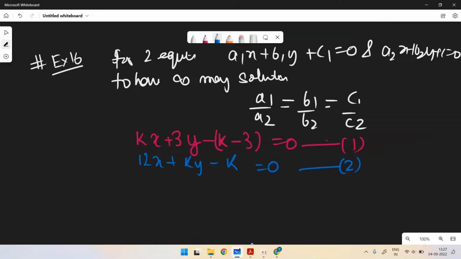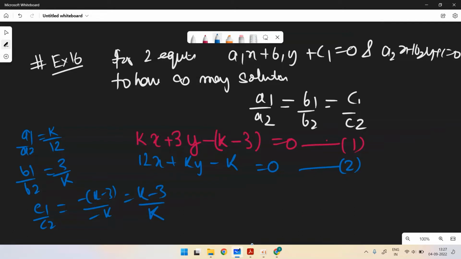Now if you put the formula values of a1, a2, b1, b2, c1, c2, what is a1 by a2? a1 by a2 equals k by 12. What is b1 by b2? It is 3 by k. What is c1 by c2? That is minus k minus 3 by minus k, which is nothing but k minus 3 by k.